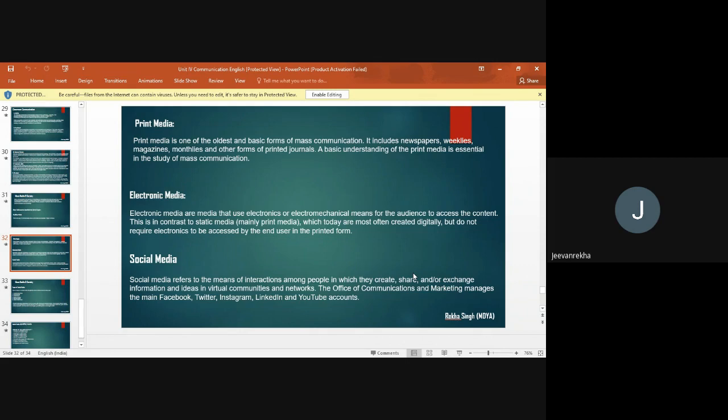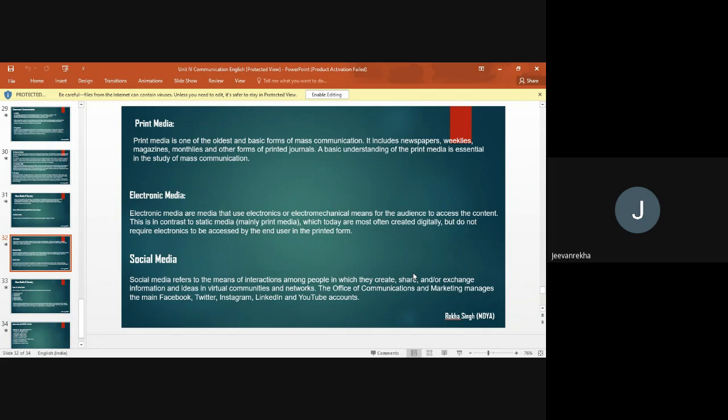So now, second is electronic media. Electronic media are media that use electronic or electro-mechanical means for the audience to access the content. This is in contrast to static media, mainly print media, which today are most often created digitally. Whatever you are getting digitally, that is electronic media.